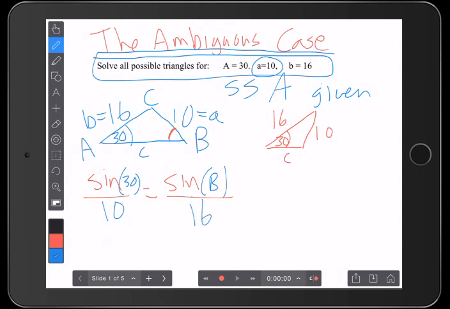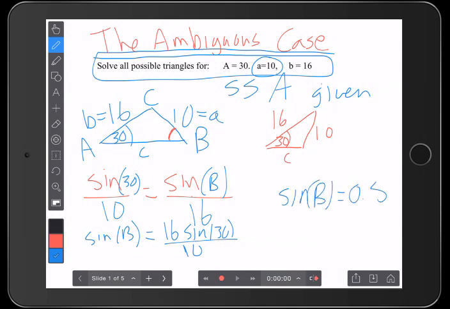So we multiply both sides by 16. Sine of B equals 16 sine 30 all over 10. And I've got that. And what I want to do here is solve for angle B. And so I'll put this in the calculator, folks, and do it all at once. So 16 times sine 30 divided by 10, all in one calculation. And you're going to get that sine B equals 0.8.